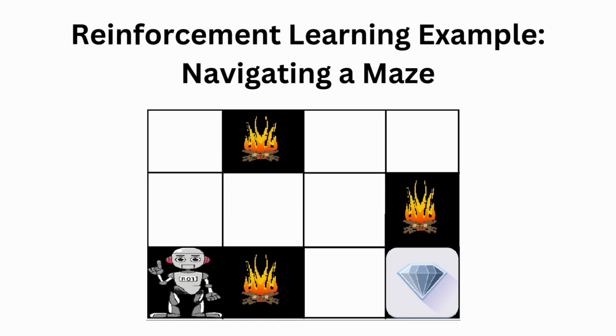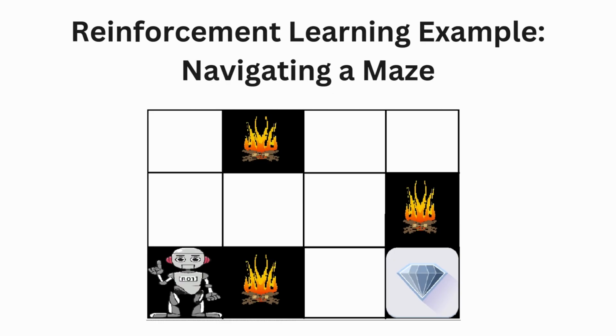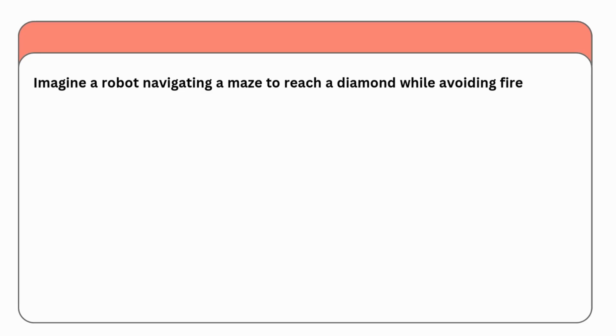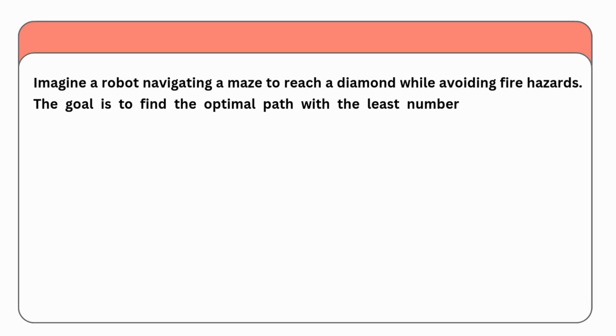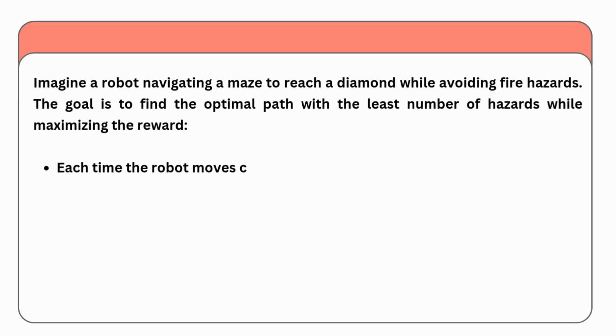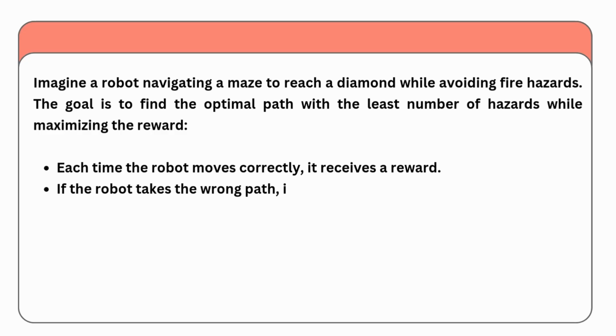Reinforcement learning example: navigating a maze. Imagine a robot navigating a maze to reach a diamond while avoiding fire hazards. The goal is to find the optimal path with the least number of hazards while maximizing the reward. Each time the robot moves correctly, it receives a reward. If the robot takes the wrong path, it loses points.